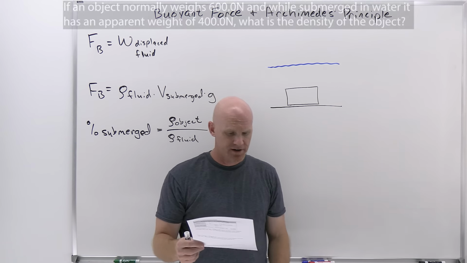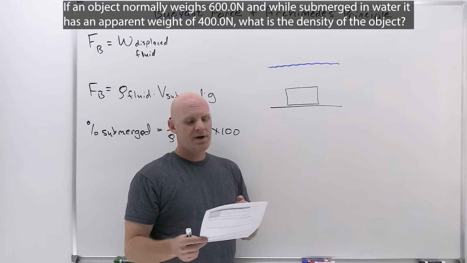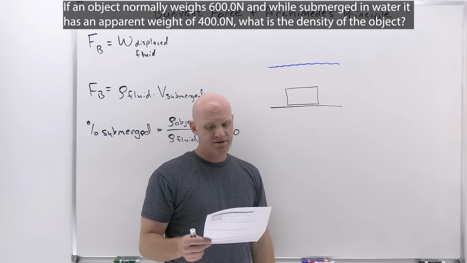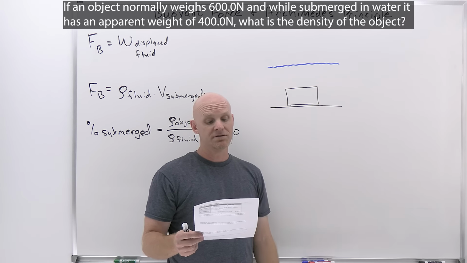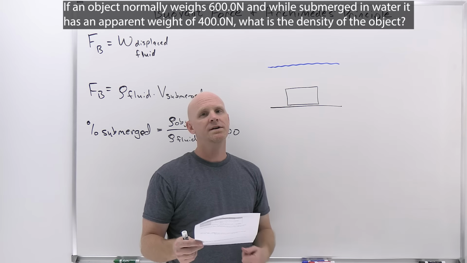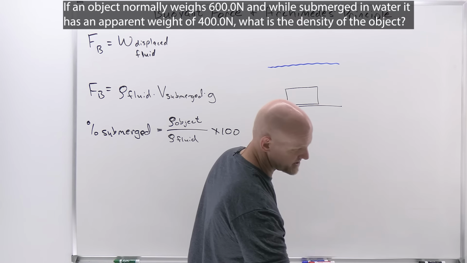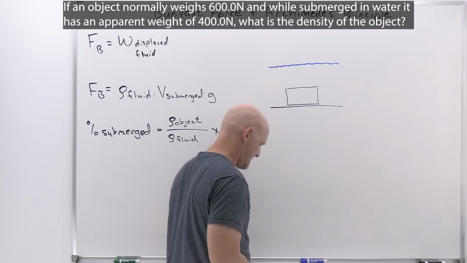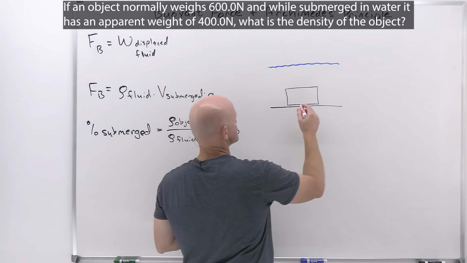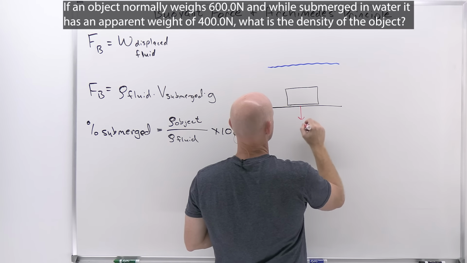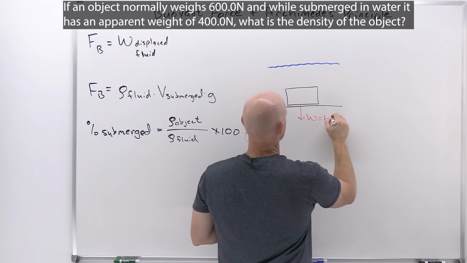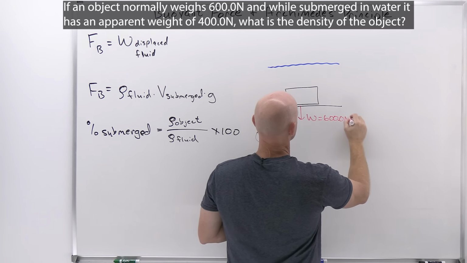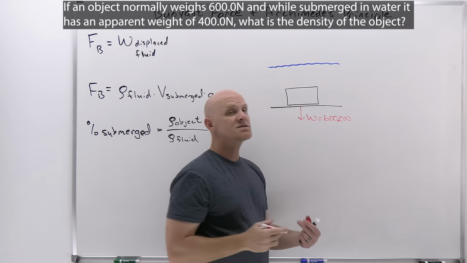The last question here says, if an object normally weighs 600.0 newtons and while submerged in water it has an apparent weight of 400.0 newtons, what is the density of the object? To solve for the density here, we'll set up a free body diagram. In this case, the weight still points down, and whether you're in the water or out of the water, if you're normally 600 newtons, it's still 600 newtons. It just feels less, right?